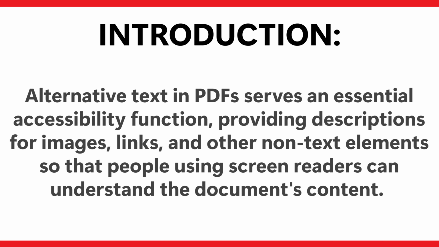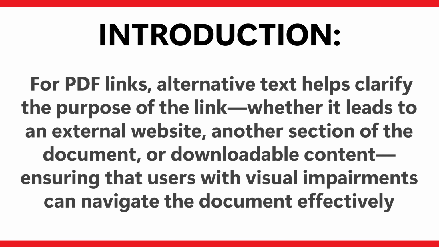Alternative text in PDFs serves an essential accessibility function, providing descriptions for images, links, and other non-text elements, so that people using screen readers can understand the document's content. For PDF links, alternative text helps clarify the purpose of the link, whether it leads to an external website, another section of the document, or downloadable content, ensuring that users with visual impairments can navigate the document effectively.